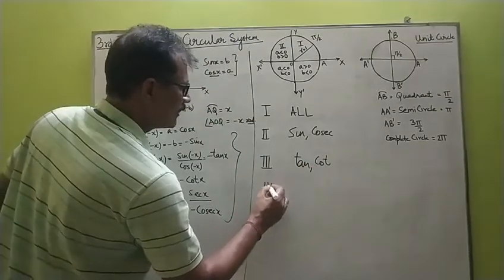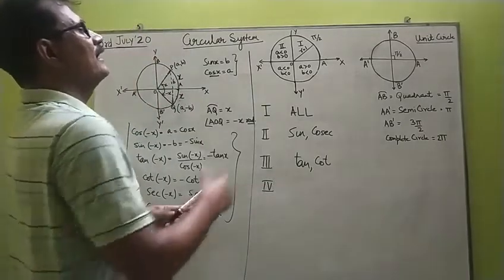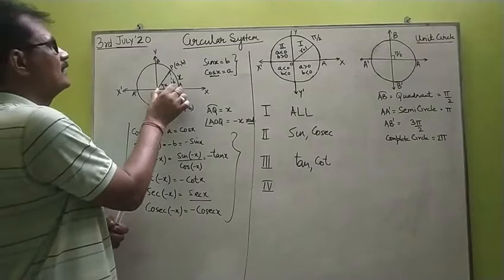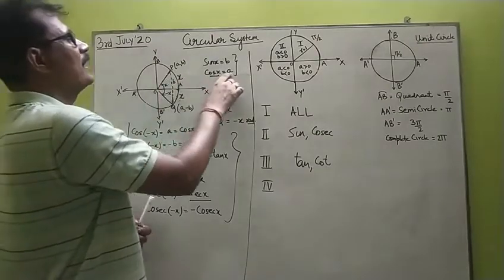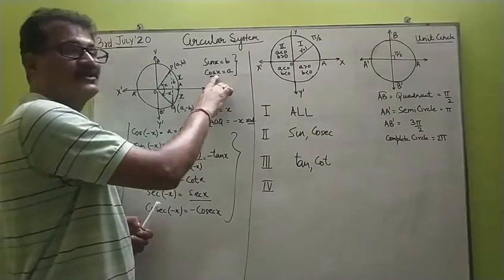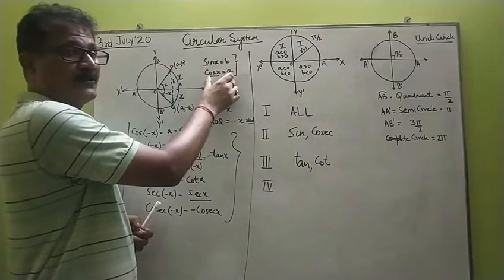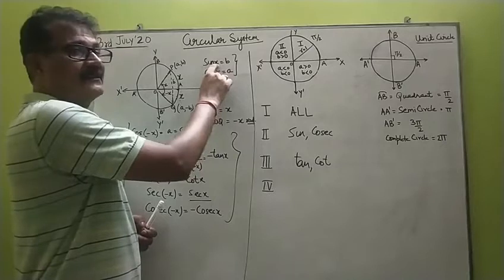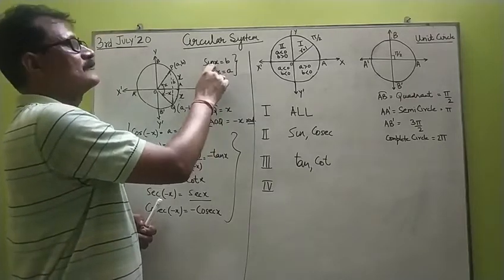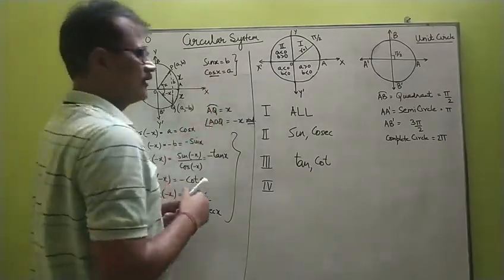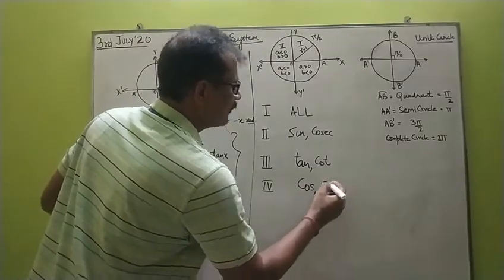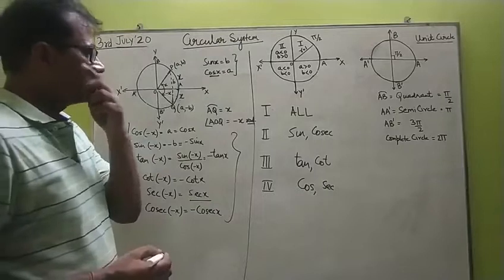Whereas in the fourth quadrant, what do you find? A is on this side, and A is positive, B is negative. So A positive means cos is positive, so sec is also positive, being the reciprocal of cos. Whereas sine and cosec are negative, and even tan is negative because sine is negative and cos is positive. So we find only cos and sec are positive in this quadrant.